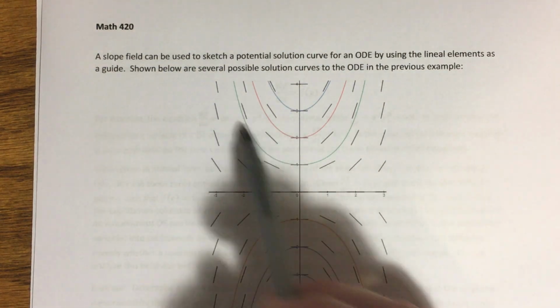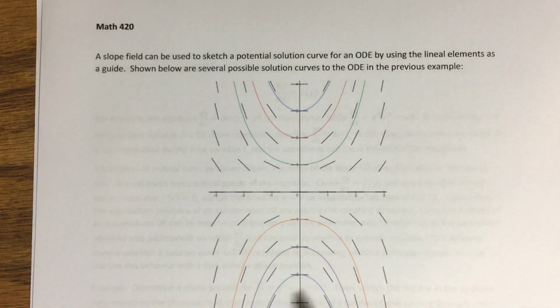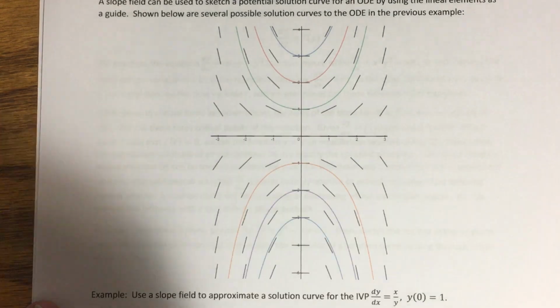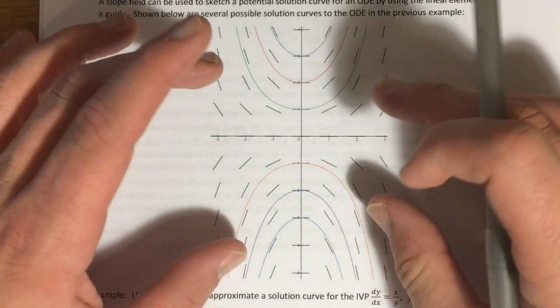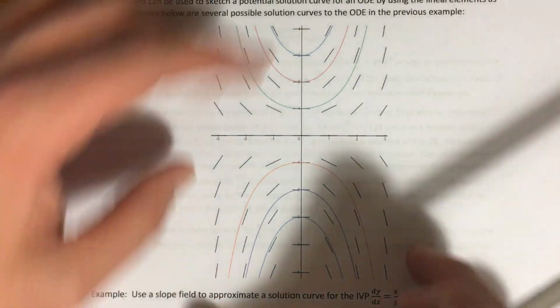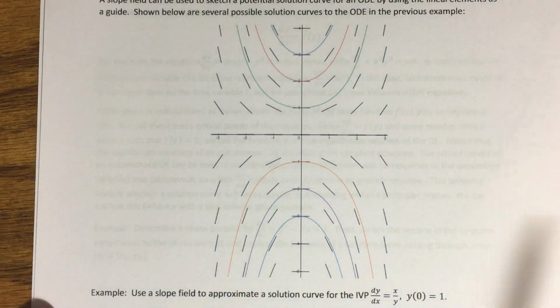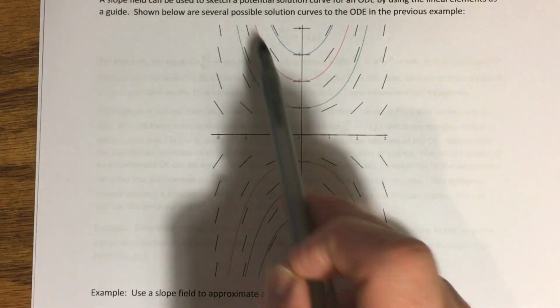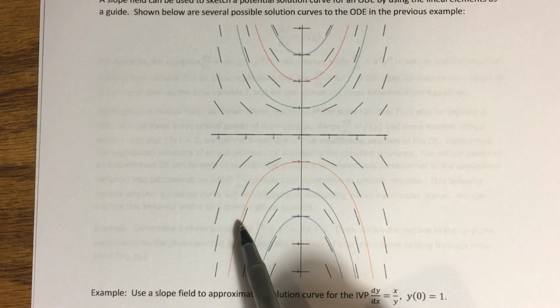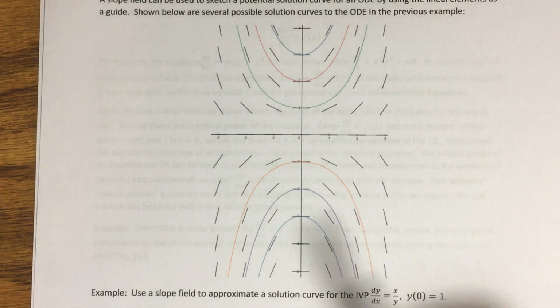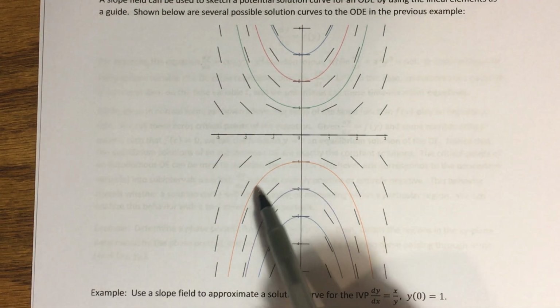So shown here in these different colors are a bunch of possible solution curves to the DE in our previous example. This is the same slope field from that example with a little bit more shown. And I superimposed on this slope field some graphs that I actually know are solution curves for that DE. And look at how they interact with these lineal elements.